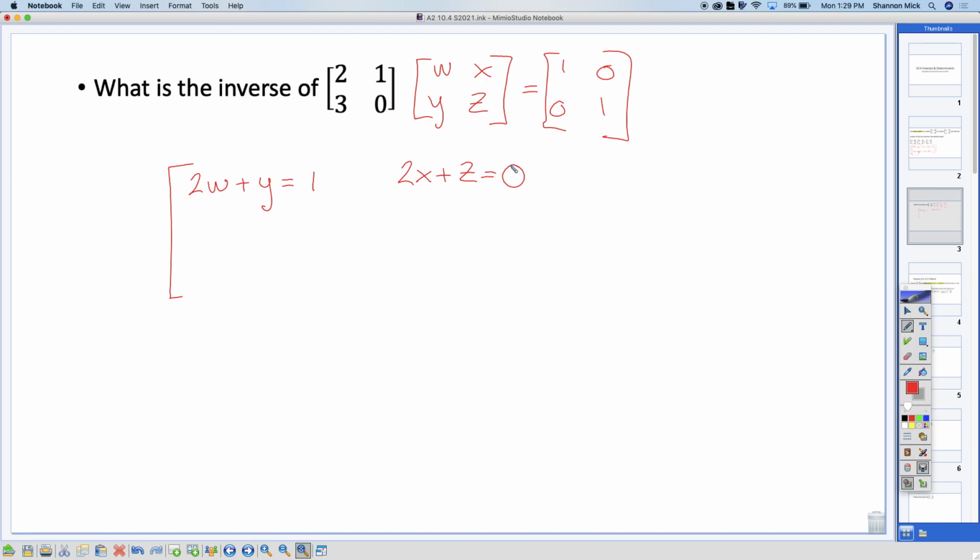Okay, and then 3W plus 0Y, which would be 0, right? Equals what? 0. And 3X plus 0Z equals what? 1.